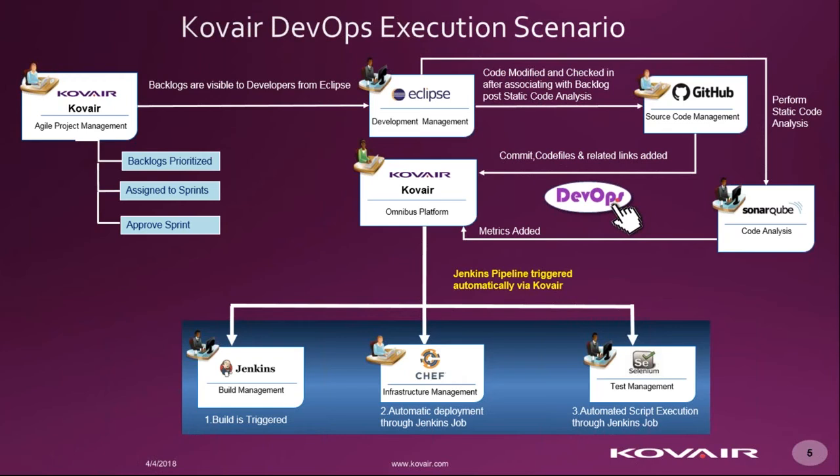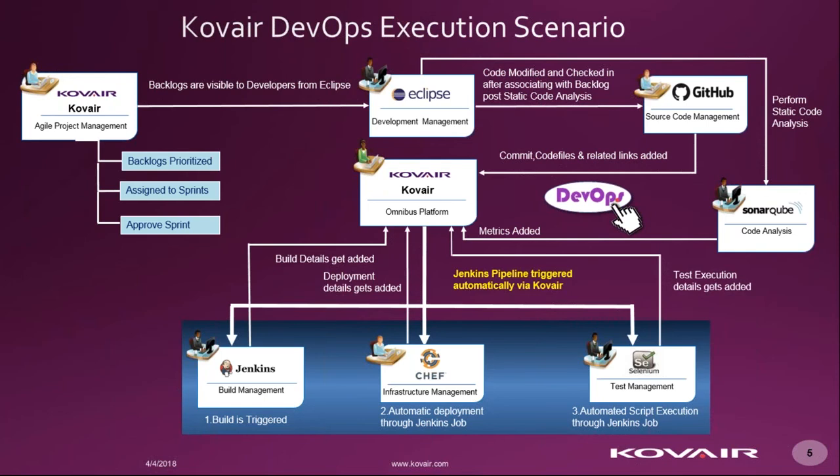So now, as Jenkins does its job, it all fetches the information through Kovair Omnibus and gets automatically pushed into the Kovair Omnibus platform. Similarly, the deployment information as well as the test result information gets populated in Kovair Omnibus, so that you can derive an end-to-end traceability out of that.